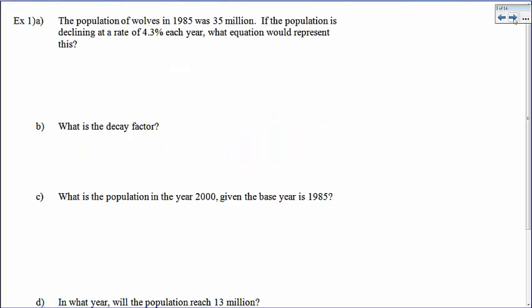In example 1, we're given a problem that describes a population of wolves in a year that is decreasing at a given rate. What we should notice is that this is a decay problem by noticing the key phrases declining at a rate over time. Once you identify this, you should write the formula for decay, noticing that the sign between 1 and r is minus because we are declining or decaying.